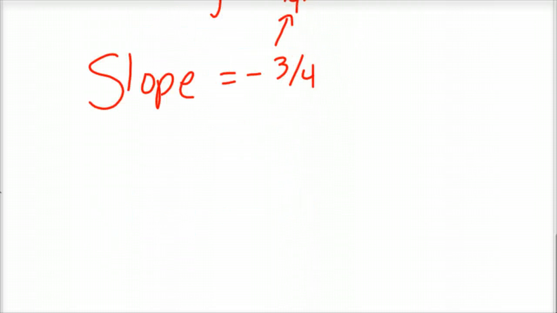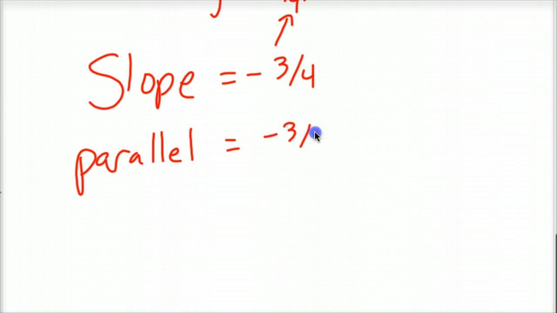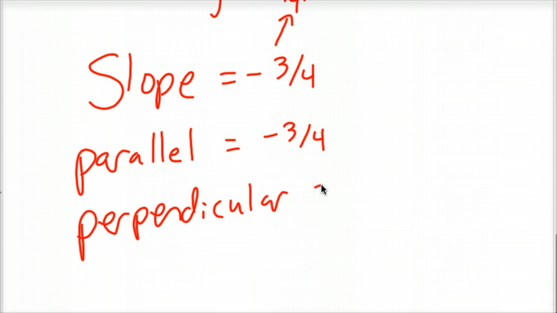For the equation to be parallel, slopes are always identical, so that would also be negative 3/4. And then your perpendicular slope is always, if you flip it and change the sign, so that would be 4/3, positive 4/3. And so that's how you'd find the 3 slopes that you would need for that. And if you want a different video on why that is, this is just the algorithm. I've made other videos for that.